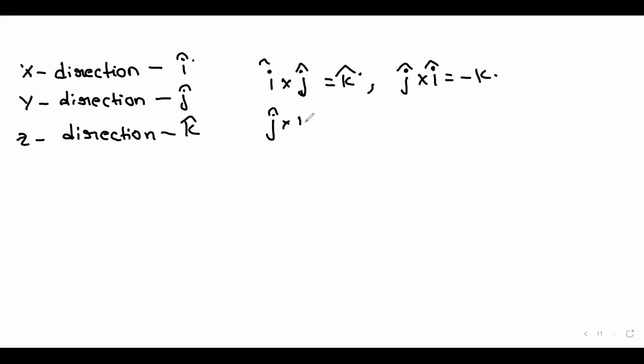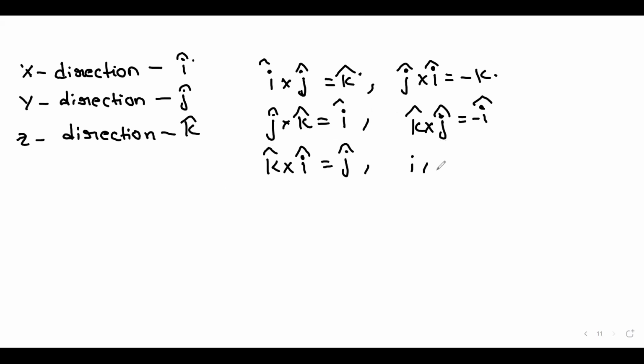So j cross k is equal to i. k cross j is minus i. Then k cross i is j. i cross k is minus j. You have to remember these results to solve the problem here.